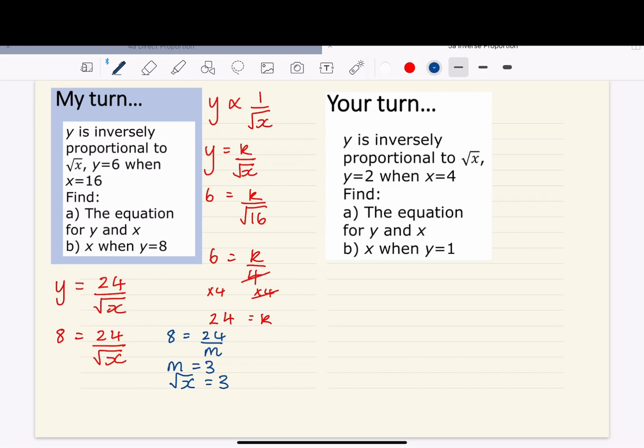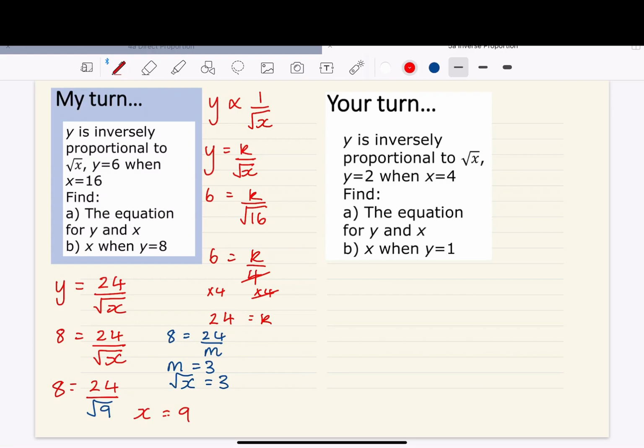What number, when I square root it, gives me 3? The answer is 9. So I know I should now have 8 is equal to 24 over the square root of 9. That means x is equal to 9. Not square root 9, because we want the value of x, not the square root. So remember to just make sure you're writing x is equal to the number itself.